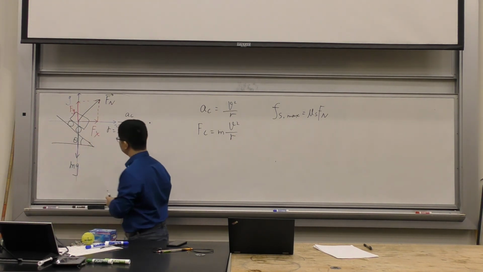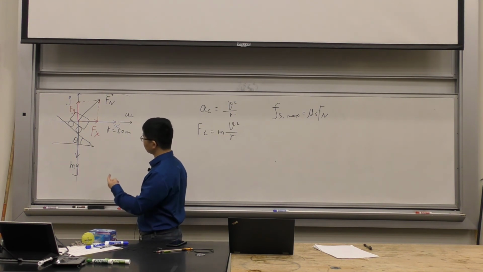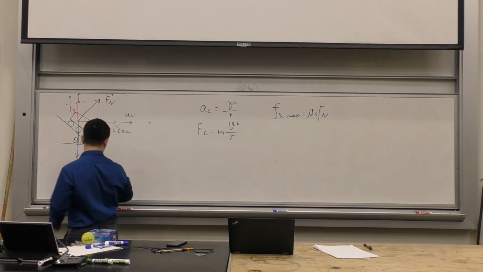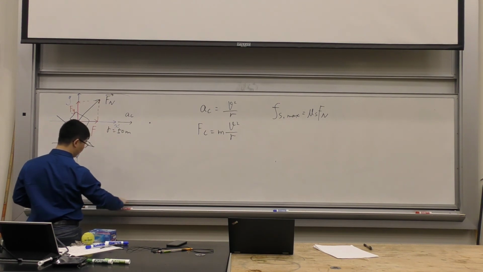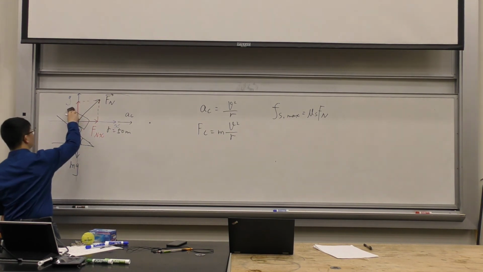Now in this case, even without any friction, the car can still make the turn because the normal force can provide some centrifugal force, which is the x component of this normal force. So to make it more specific, let's call it normal force x component, and this is normal force y component.